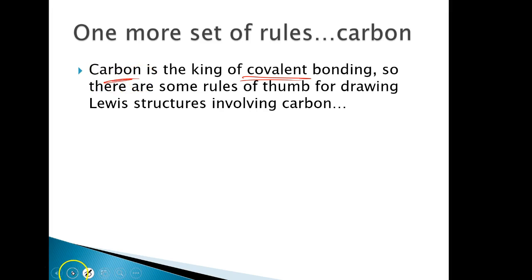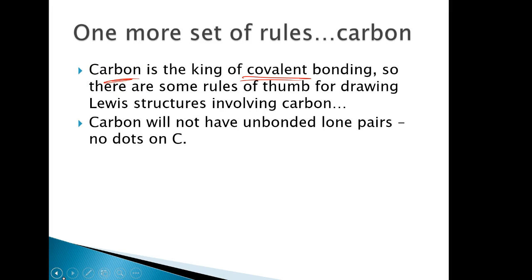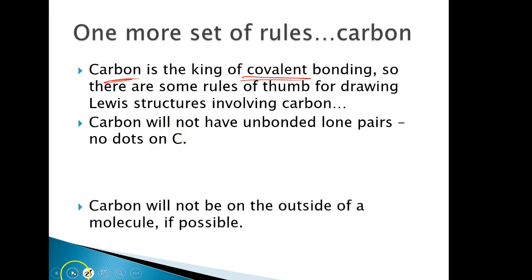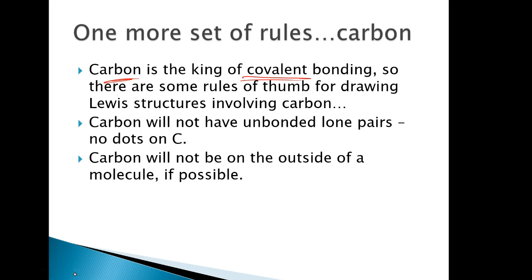And so when you're drawing carbon compounds with Lewis structures, carbon, generally speaking, does not have lone pairs. I could think of one that it does, but other than that, none. No dots. And carbon will not be on the outside. It will, generally speaking, be on the inside of a molecule if at all possible.